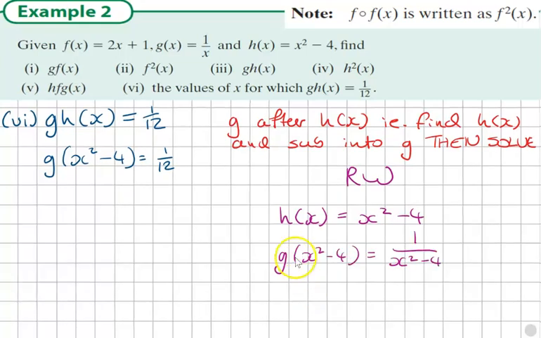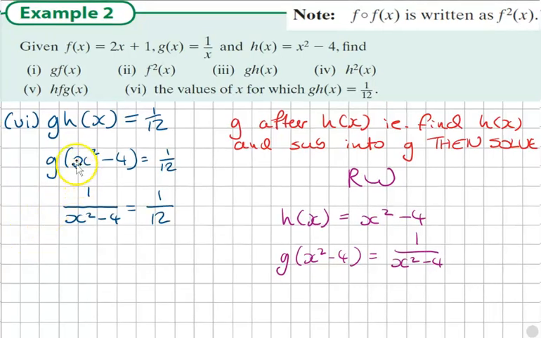So then in our rough work, g of x squared minus 4, so the function g, again, is 1 over x. We're going to replace that x with x squared minus 4. So we have 1 over x squared minus 4. So we're going to replace g of x squared minus 4 with 1 over x squared minus 4, and that's all equal to 1 over 12. And now it's just basic algebra, so algebraic fractions. So we're going to solve. We're going to cross multiply and solve.